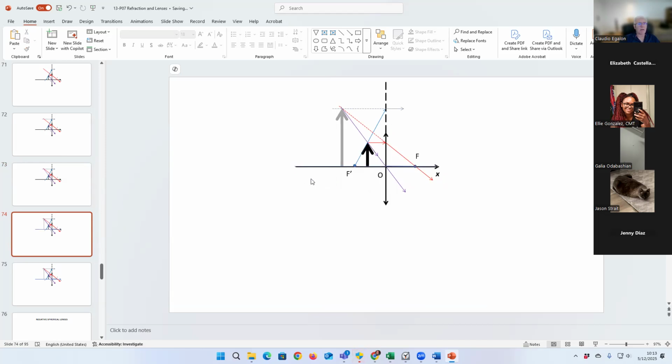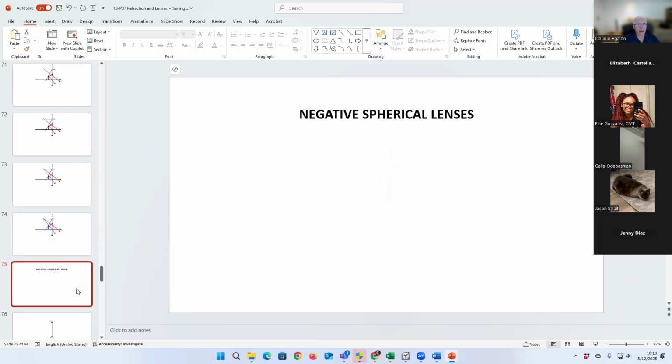This type of image is going to be upright and virtual. So get used to this technique, okay? And then we can start talking about the spherical lenses.